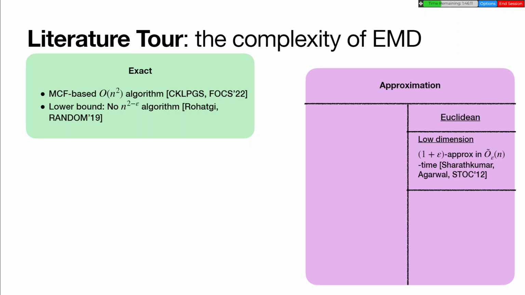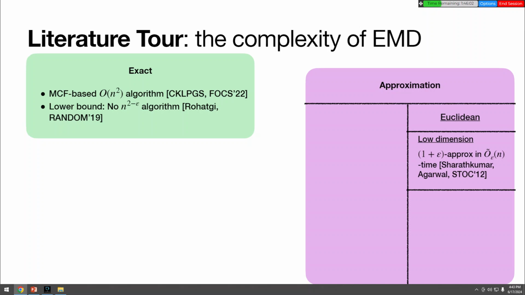What about approximation? If we consider a very important case, that is the Euclidean case, so instead of being on a general metric, we are in a Euclidean metric, then in low dimension, this problem is much easier. If we want, we can get an approximation scheme, so a 1 plus epsilon approximation in linear time in n. And here, when I say low dimension, I mean constant dimension, and so the size of the input is essentially n. And Sharathkumar and Agarwal in STOC 2012 solved this problem. There's been more work on that to make the algorithm deterministic and so on.